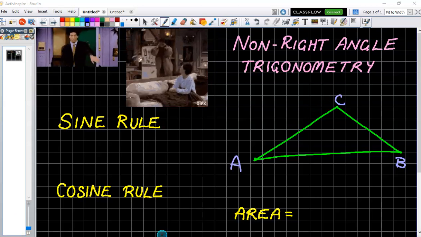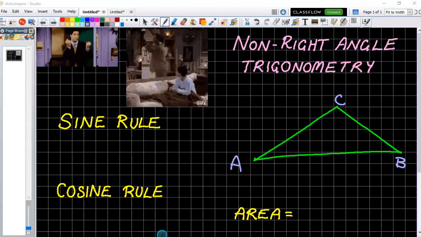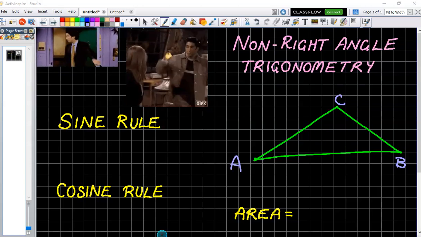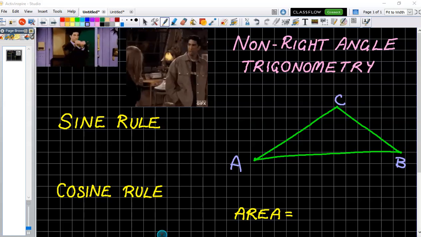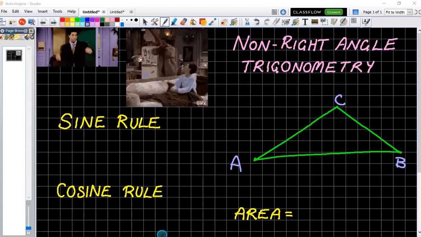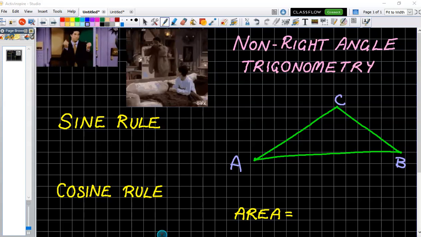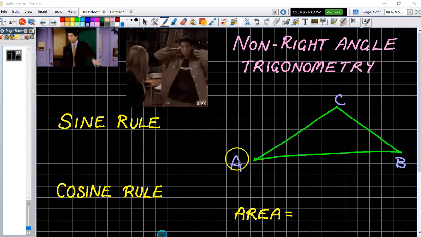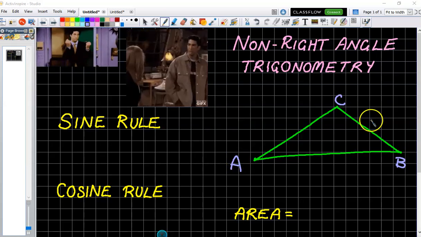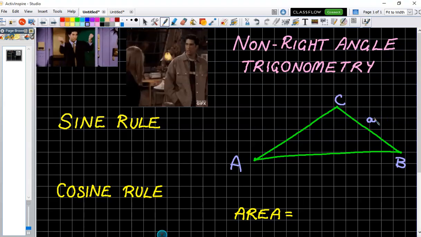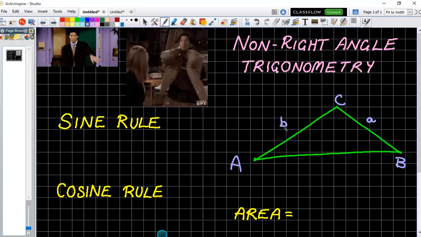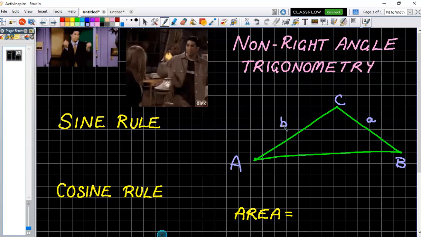So non-right angle. Right angle only works for right angle triangles. The non-right angle will even work for the right angle ones. Okay, it works for every sort of one. And you might go, oh, why didn't you just tell us that? Well, sometimes you want to have a bit of difference. Anyway, so here we go. The capital A, that represents the angle, right? The length that is opposite capital A, angle A, is called little a. The length that is opposite capital B is called little b. And the length that is opposite capital C is called, no, it's actually called P. No, I'm kidding, it's little c.